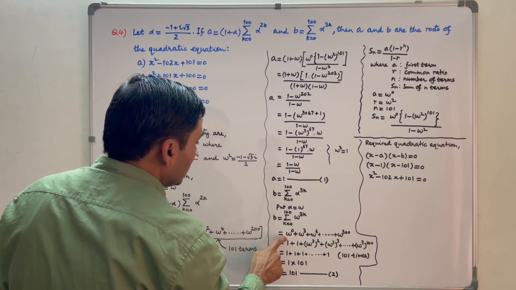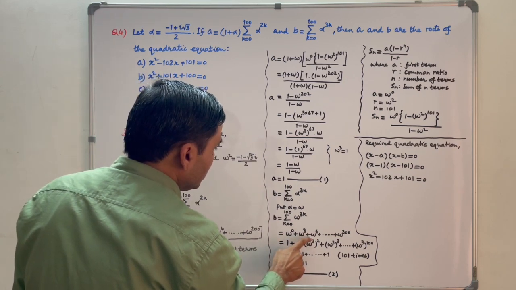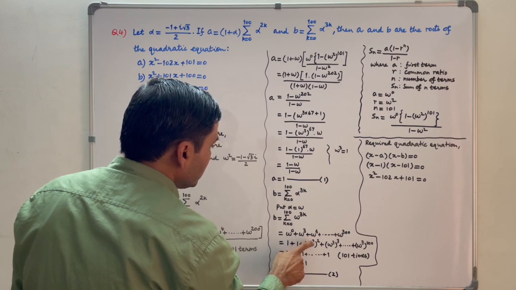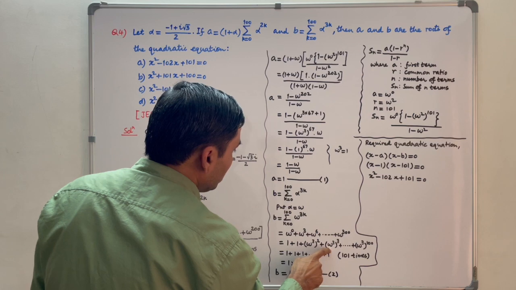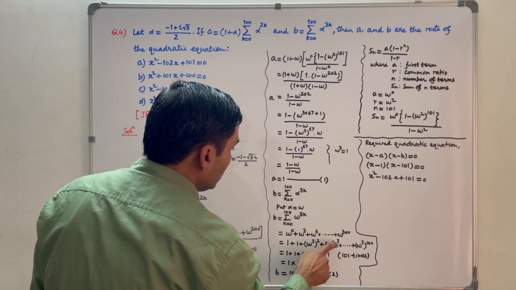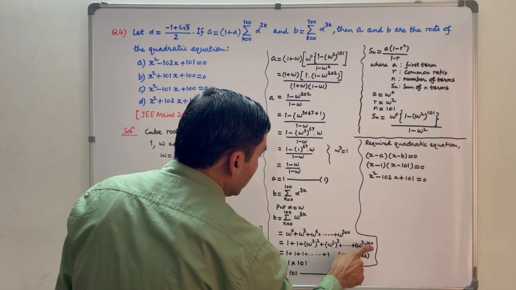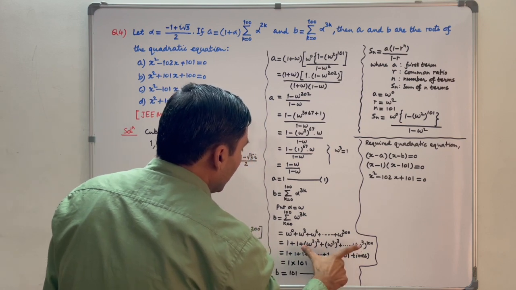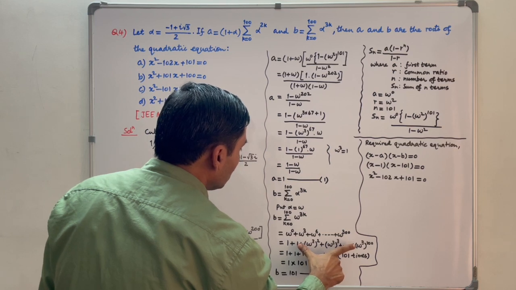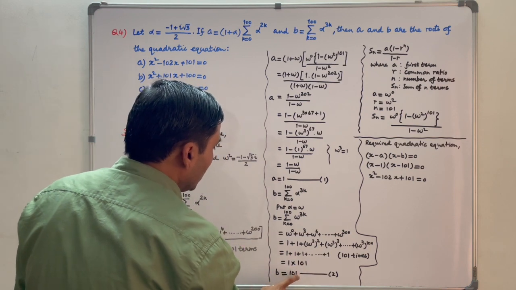First term is omega to power 0, so that is 1. Second term is omega cube, so that is 1. Third term is omega to power 6, so it can be written as omega cube whole square, and value of omega cube is equal to 1. So third term will also be 1. Fourth term is omega to power 9, so it can be written as omega cube whole cube. So it will be 1. Last term will be omega cube to power 100. Omega cube is 1. So again, last term will also be 1. So there will be 101 terms and value of each term is 1. So summation will be 1 into 101. So B is equal to 101.